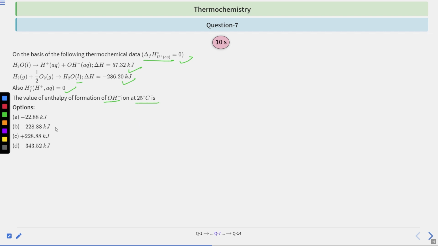So the options are minus 22.88 kilojoule, minus 228.88 kilojoule, 228.88 kilojoule, or minus 343.52 kilojoule. So you have 10 seconds to solve this question. After that, we will see the answer.